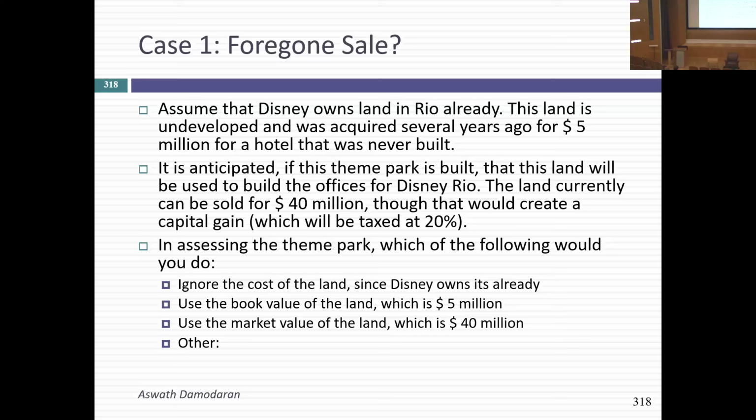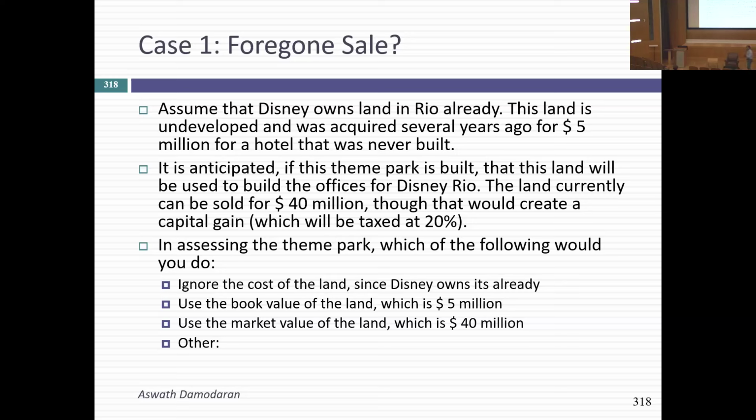Let's assume that Rio Disney theme park is using land that Disney acquired several years ago. When it bought the land it cost only $5 million. So the book value of the land is $5 million. File that away because that's what they originally paid for the land. That's what you're going to see on the balance sheet. That land today, if it were sold, would get you $40 million. But there's a catch. If you sold it, there would be capital gains. You'd have to pay a 20% tax on the capital gains.